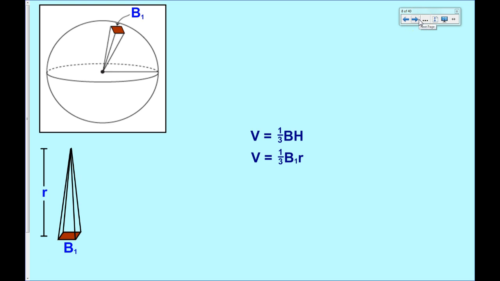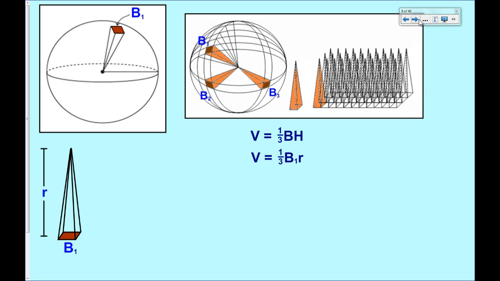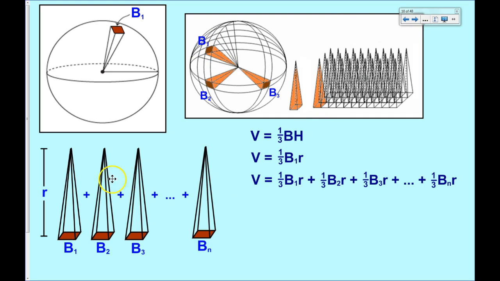But that's only one pyramid, and we need lots of them. So imagine splitting up a sphere into a whole bunch of these pyramids and adding them together. So we're going to take the volume of a whole bunch of them. We'll name each base for the number pyramid that it is, and we'll add them all together.